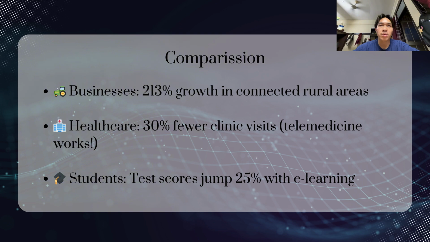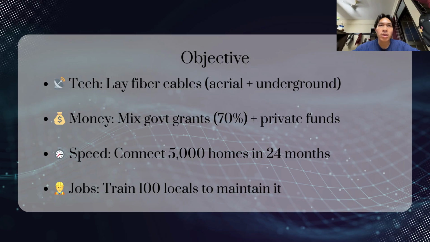For the project breakdown: business, 230% growth in connected rural areas; healthcare, 30% fewer clinic visits. For students, test scores jump 25% with e-learning. Then our objectives: technology, lay fibre cable aerial or underground. Money, mixed government grant 70% with private funds.